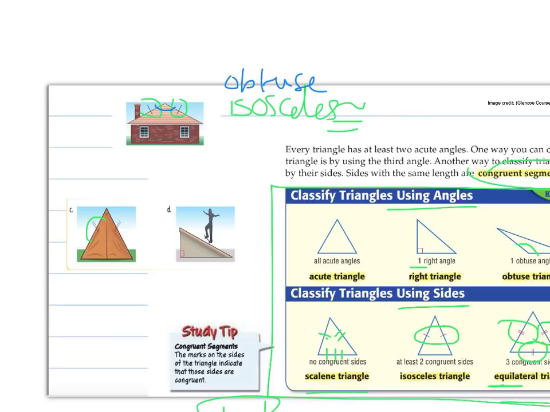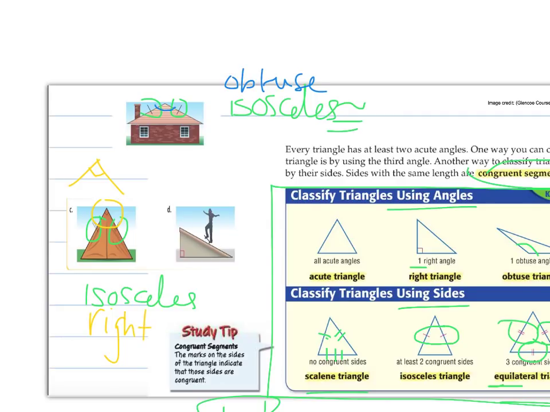The next one, I again see two congruent sides, so I know that's isosceles. And I also see a right angle noted there by this mark. When you see that, that means right angle. So it's a right isosceles triangle.